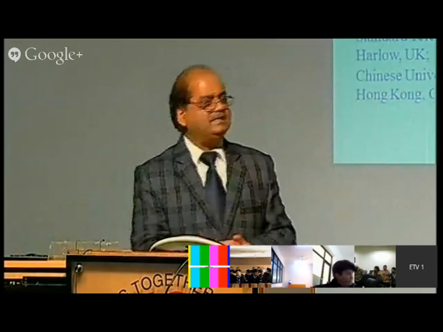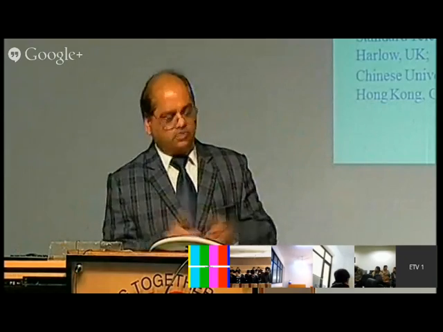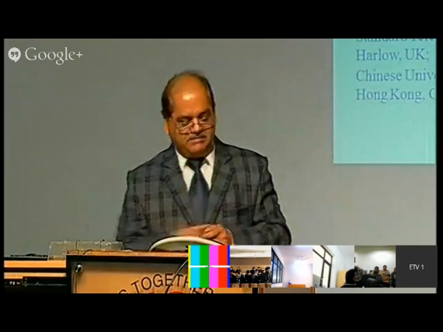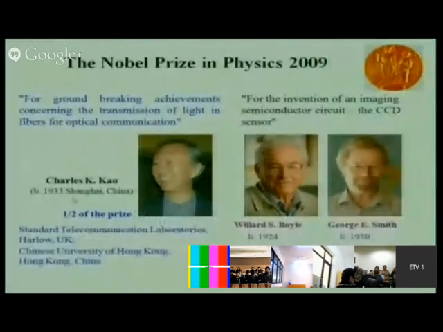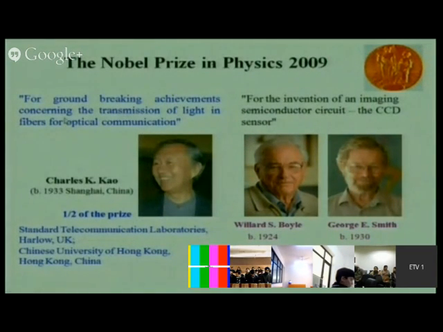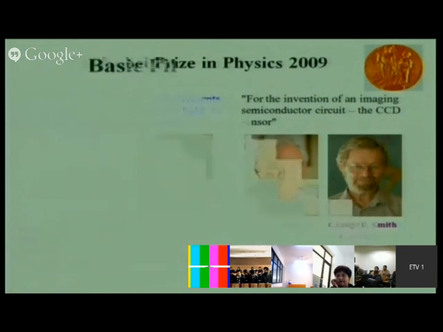So the Nobel Prize in Physics 2009 goes to optical fiber communication development. Charles Kao was awarded the Nobel Prize for groundbreaking achievements concerning the transmission of light in fiber for optical communication. So it was the recent Nobel Prize in Physics, 2009.